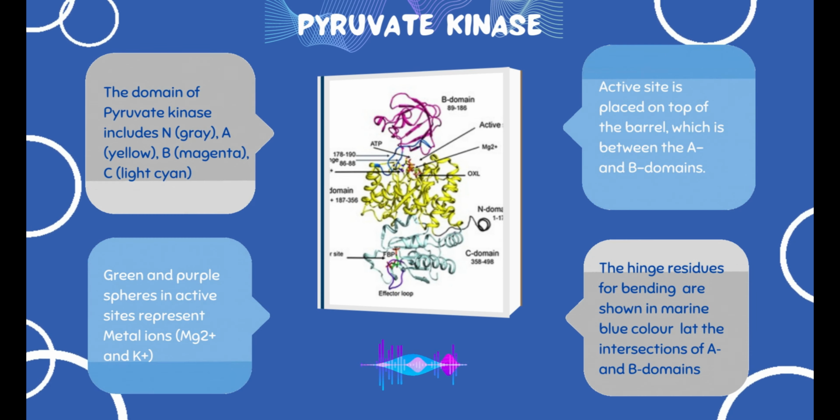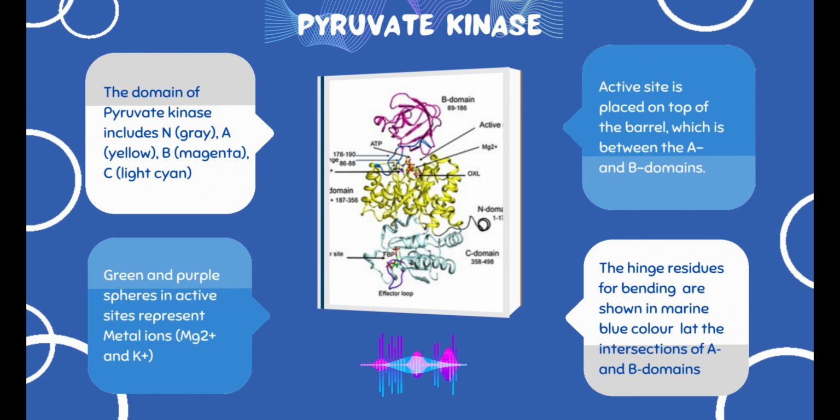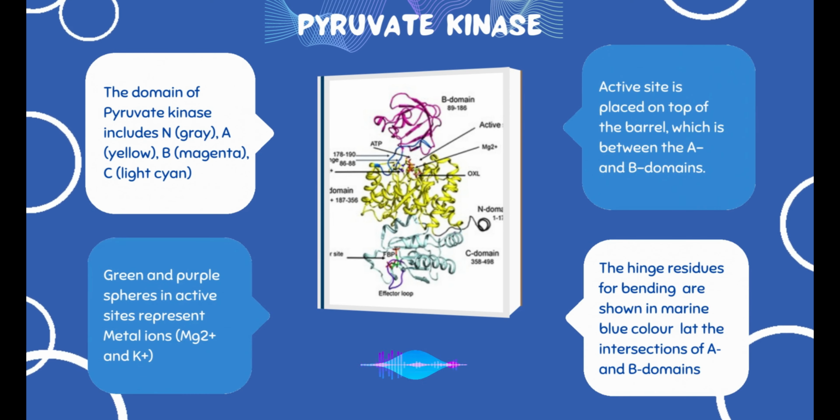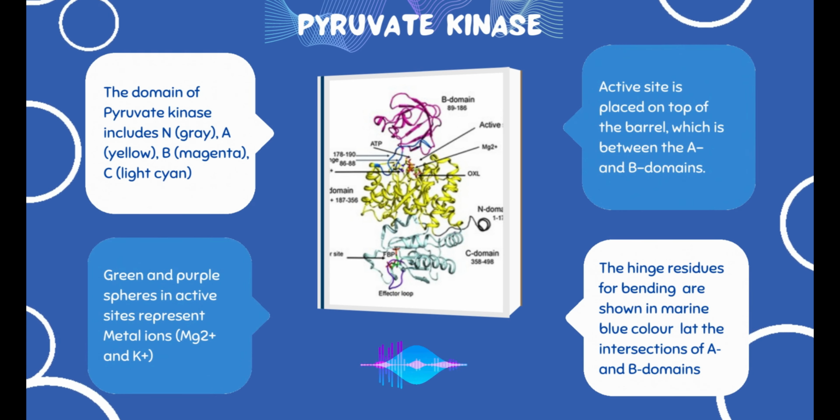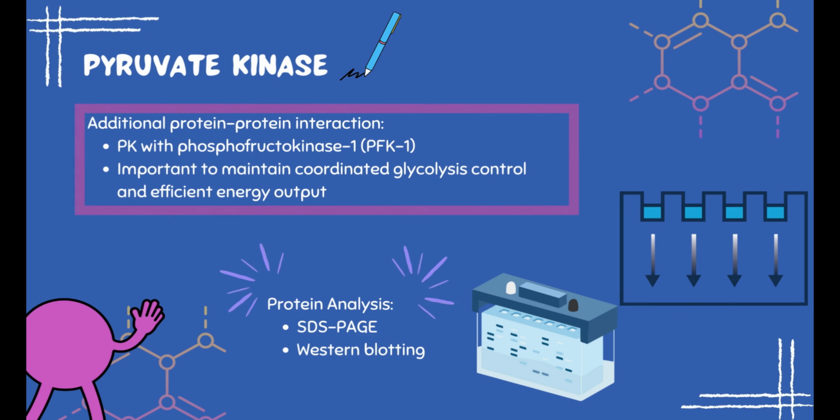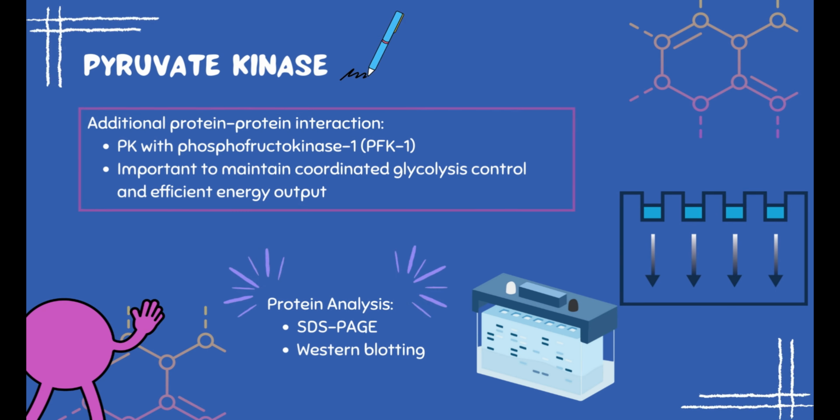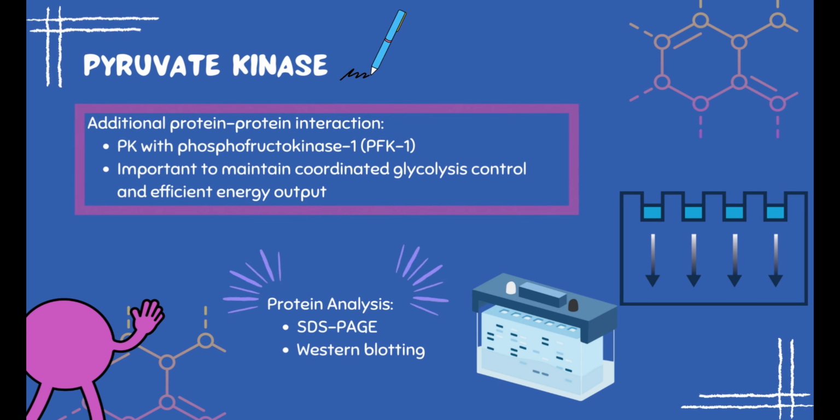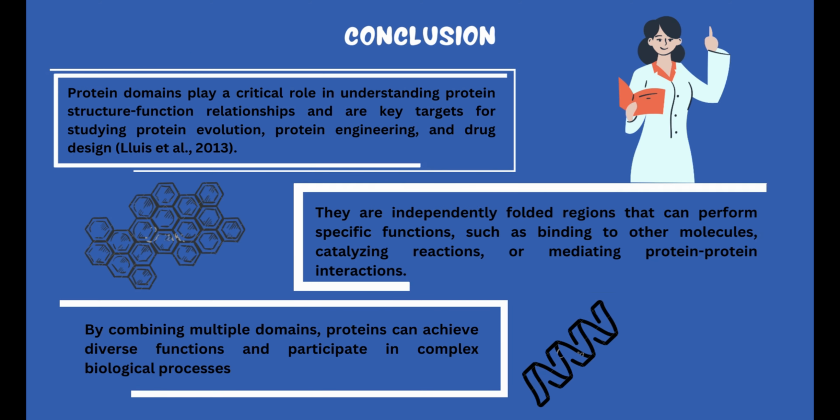Besides that, metal ions are also depicted in the diagram. The hinges in pyruvate kinase definitely play an important functional purpose. For example, the hinge residues for the binding are located at the intersections of the A and B domains. Additionally, pyruvate kinase interaction with PFK1 is responsible for maintaining coordinated glycolysis control and also efficient energy output. For protein analysis of pyruvate kinase, it can be performed through SDS-PAGE or Western blotting.